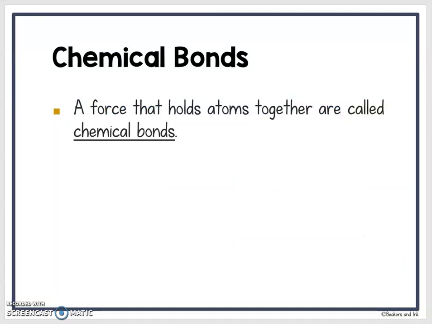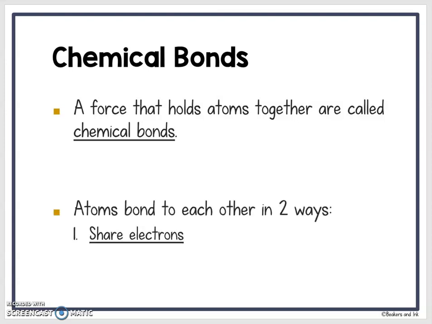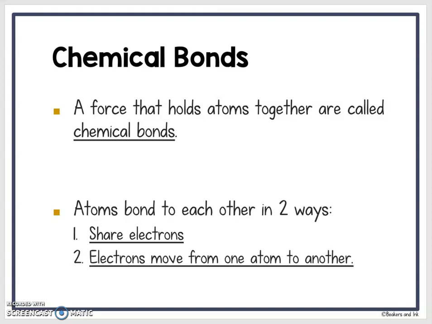Next up, we're going to be talking about chemical bonds, or the things that hold atoms together and create these compounds. Atoms bond together in two ways. They can either share electrons in their electron cloud, or the electrons can move from one atom to another.